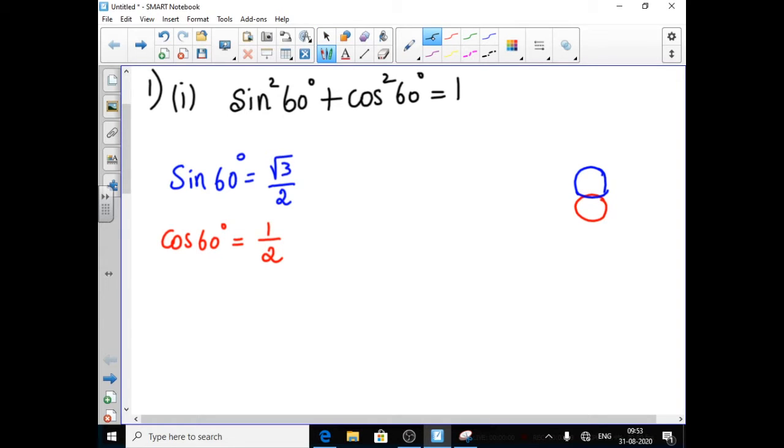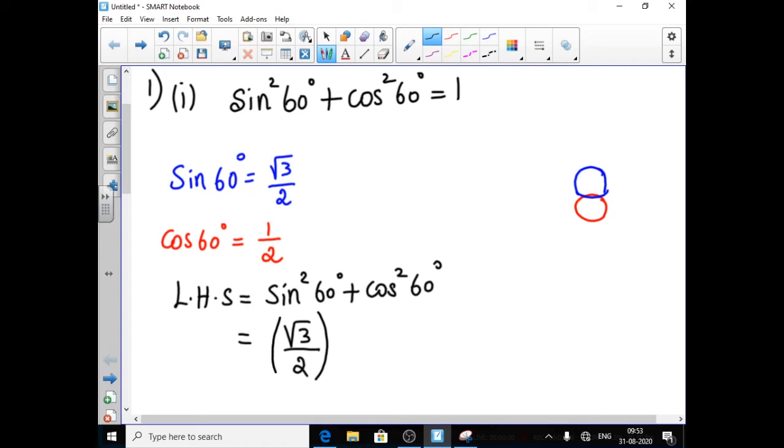So the left hand side, it is called LHS. Okay, LHS equal to sin square 60 degree plus cos square 60 degree. Okay, so sin 60 degree value is root 3 by 2. So root 3 by 2 whole square plus cos 60 degree value is 1 by 2. So 1 by 2 whole square.